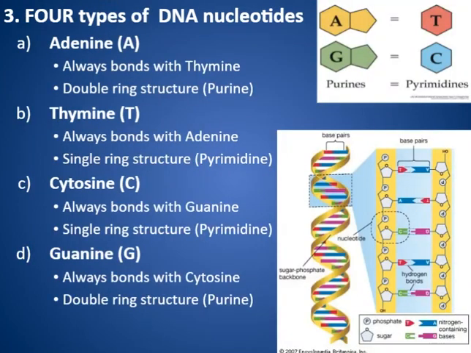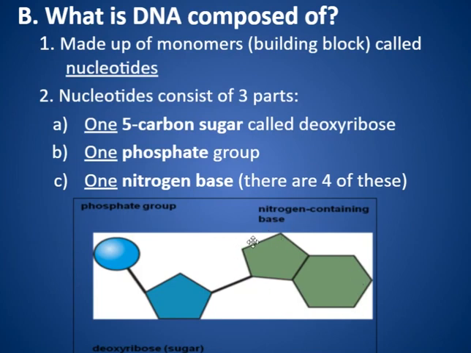Here are our 4 different options of nitrogen bases. We shorten them to A, T, C, and G, or adenine, thymine, cytosine, and guanine. Okay, so again, these four things: an adenine could go here, or a thymine could go here, or a cytosine could go here, or a guanine could go here.